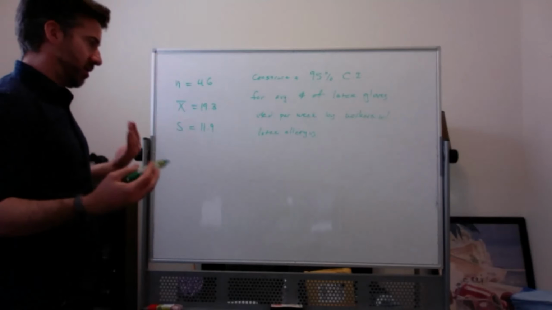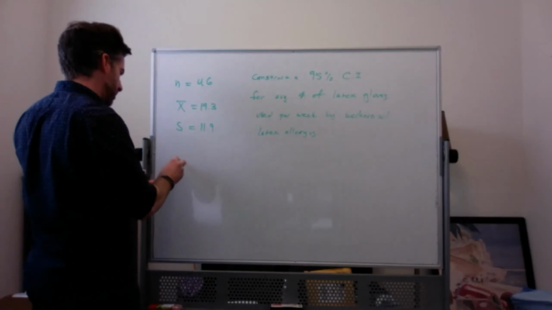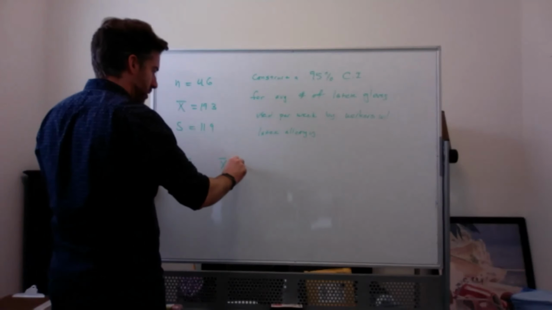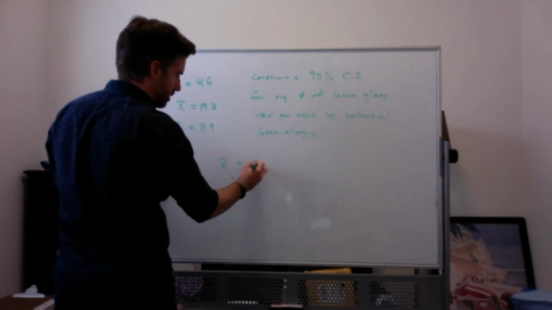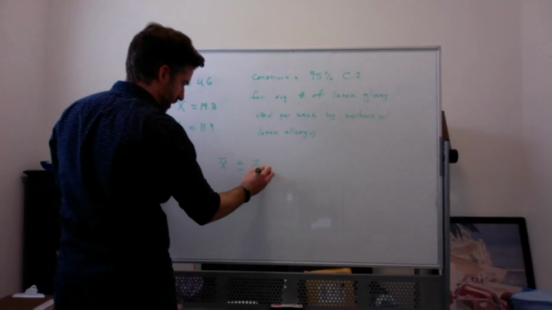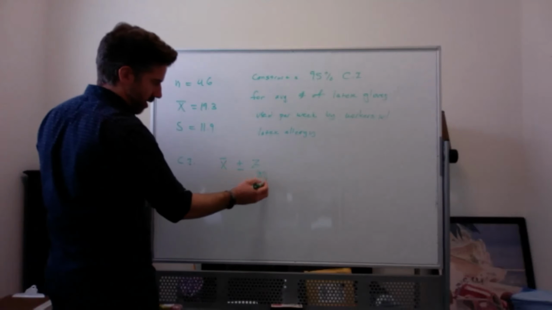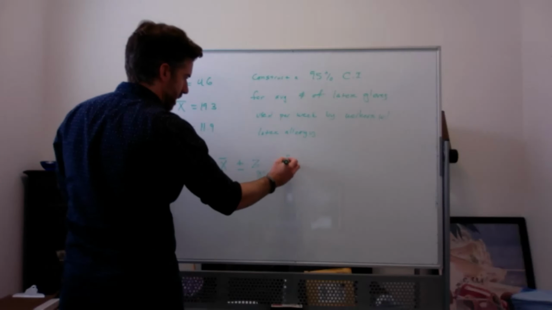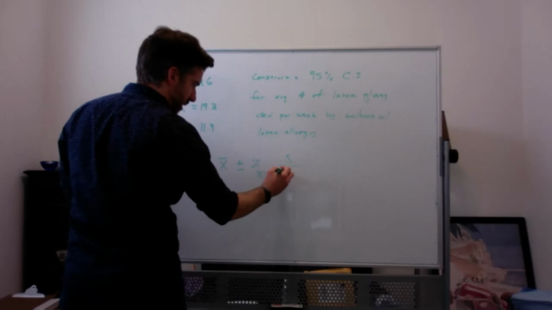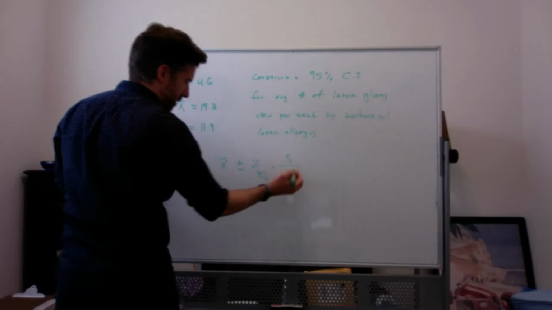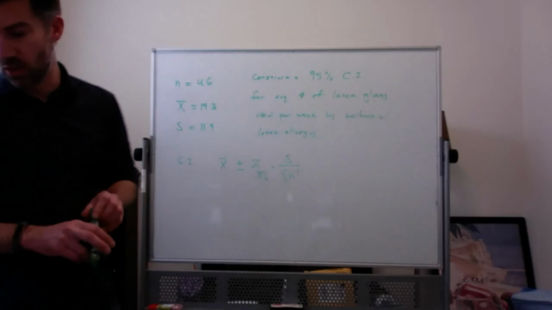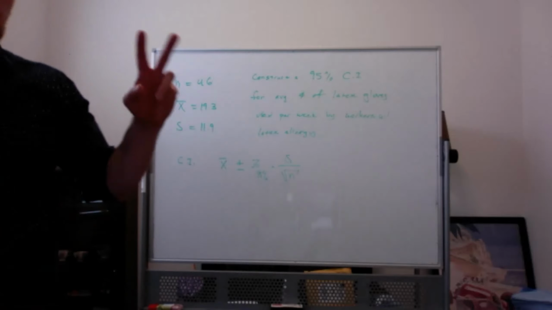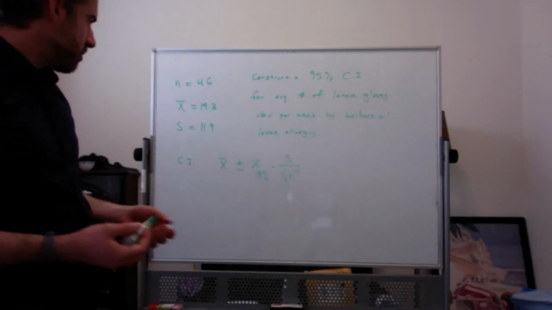So here's how we're going to calculate it. We're going to calculate our confidence interval as our sample mean plus or minus our z-score for 95%, which maybe I'm not writing the usual way. I'll change that in a minute. Times our sample standard deviation divided by the square root of our sample size. This is the usual way of calculating this, at least in my mind.